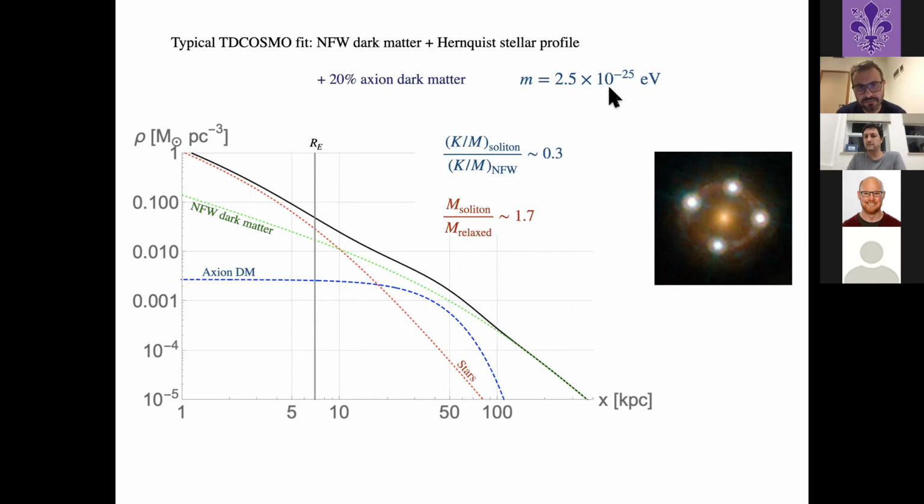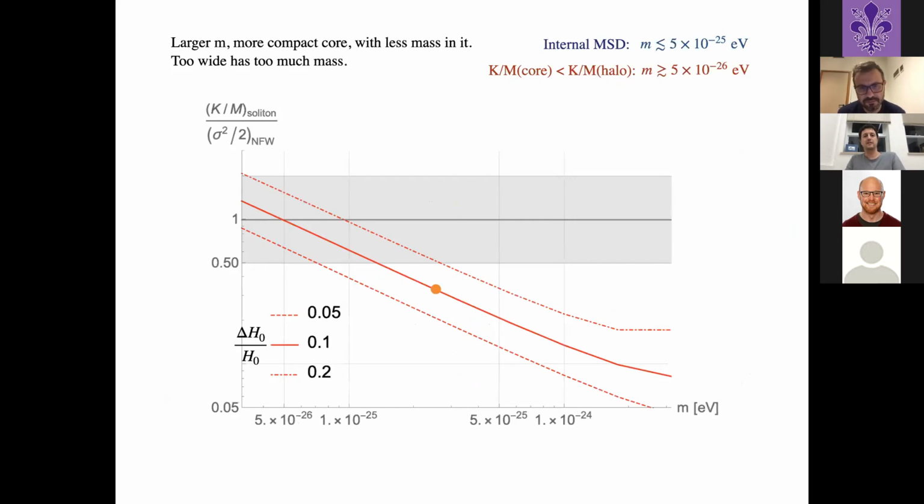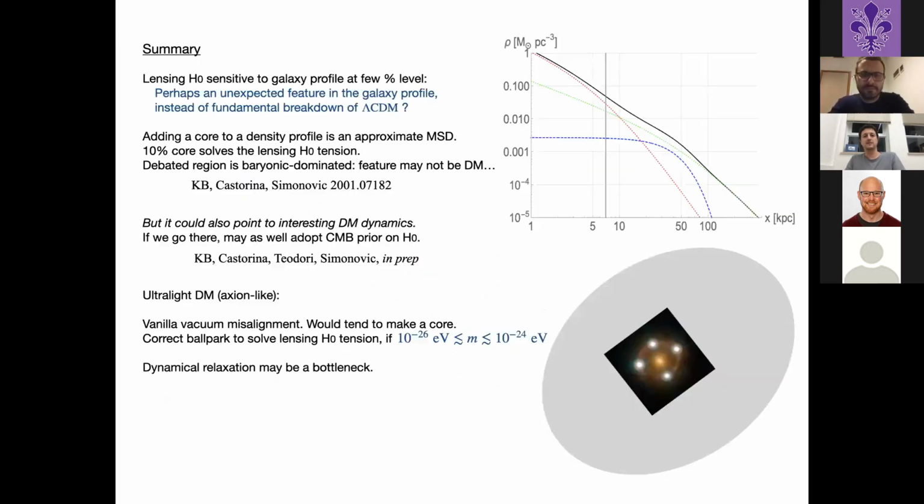If there is a stringy axion with this mass, and it's of order 10% of dark matter, it's not a fine-tuned scenario. It is definitely an ad hoc scenario, but it's not fine-tuned. And it would make a core that could look comparable to what Simon is looking at. So from this point of view, to me, it's very interesting if we could detect this kind of phenomenon with a prior on H0 from the CMB. So I'll skip the details of what we can say about these systems, and I'll just go to the summary.